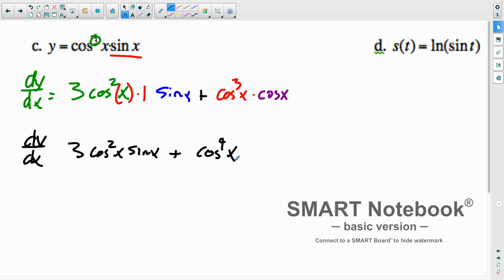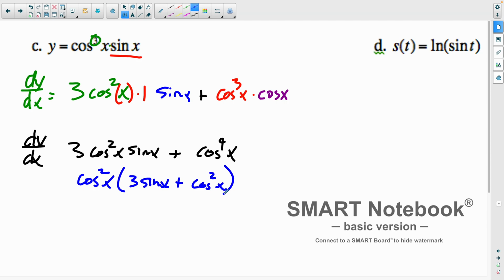So I have that. Now again, you could take greatest common factor if you'd like. You could take out a cosine squared x, and that would leave me with 3 sine of x plus cosine squared x. Might be helpful if I'm trying to solve, but just understand that we can do that. Okay?